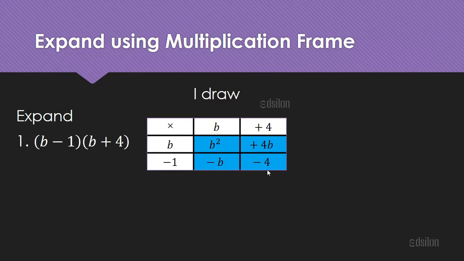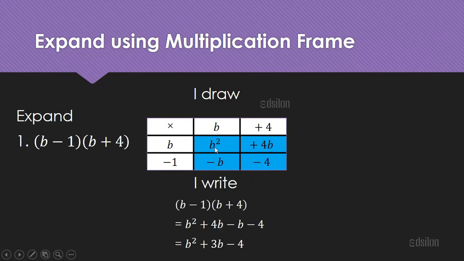How do I write out the working? This is how I can do it. We add up all the four terms in the blue boxes: b squared plus 4b minus b minus 4. And simplifying 4b minus b to 3b, our final result is b squared plus 3b minus 4.